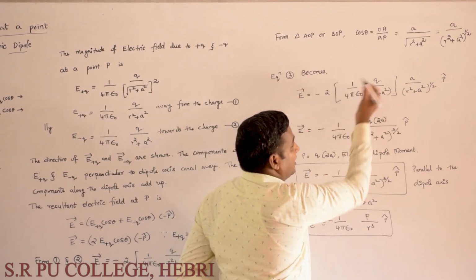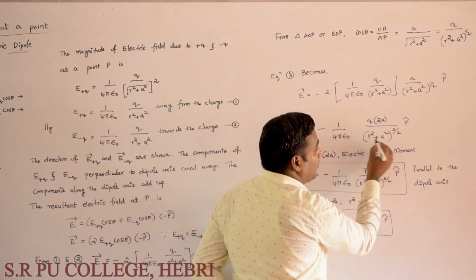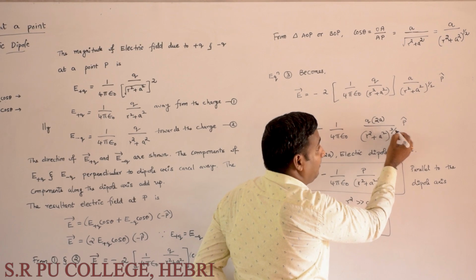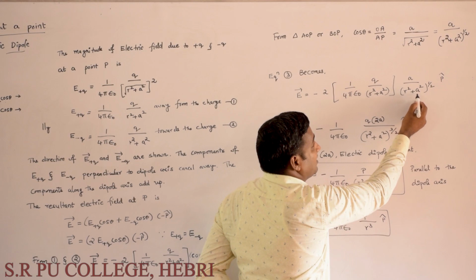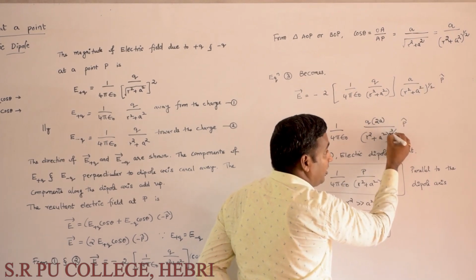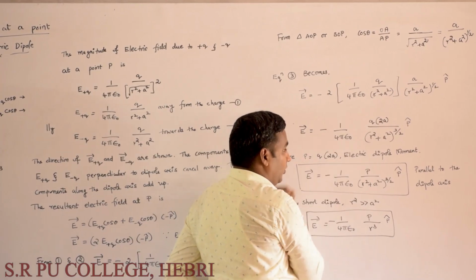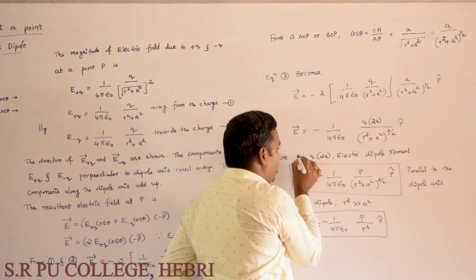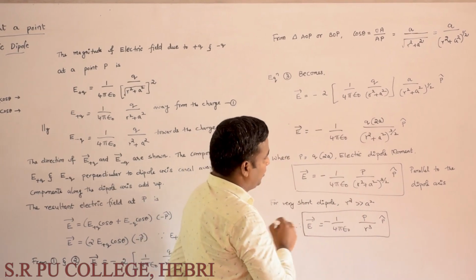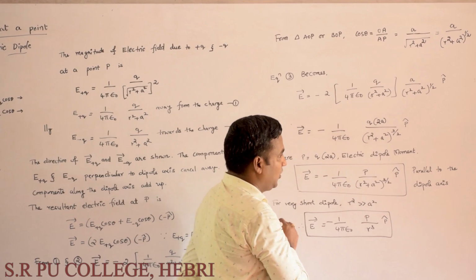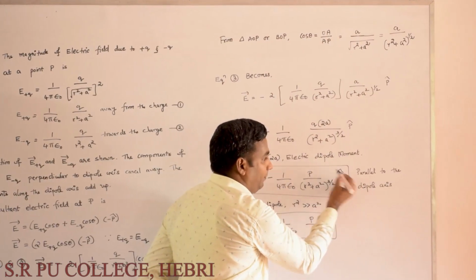Here this 2 is taken inside. 2 into a, we take q divided by r square plus a square power 3 by 2, by adding r square plus a square and r square plus a square power 1 by 2. We got 3 by 2 into p cap, where p is nothing but q into 2a. In place of q into 2a, you have to substitute p, the electric dipole moment. We got electric field equal to minus 1 divided by 4 pi epsilon naught p divided by r square plus a square power 3 by 2 into p cap.